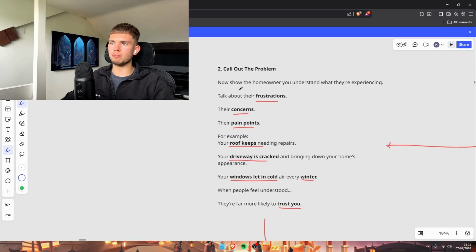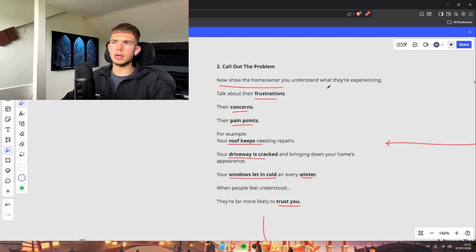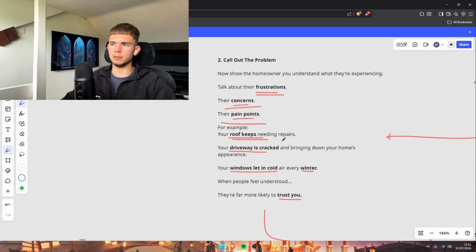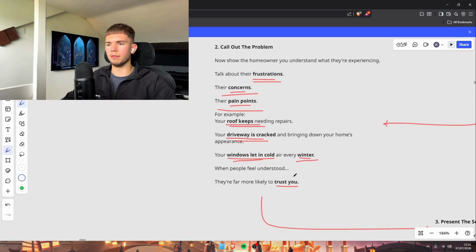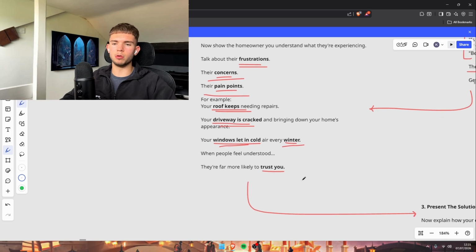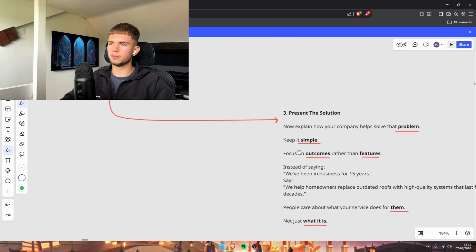So now we need to call out a problem. Now we show the homeowner you understand what they're experiencing. You talk about their frustrations, their concerns, pain points: roof leaks, driveway cracked, windows letting in cold air every winter. Basically, when people feel understood, they're far more likely to trust you, right?